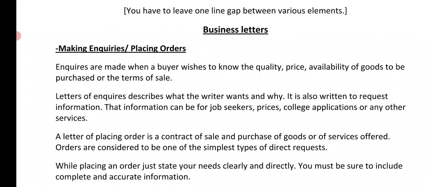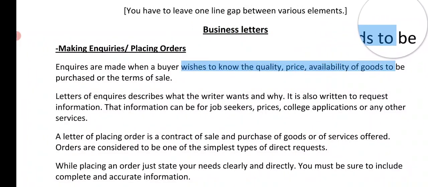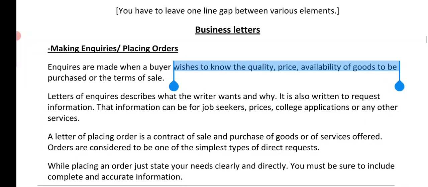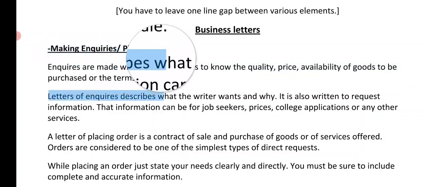So let's understand these letters. Business letters, when you're making inquiries and placing orders. Inquiries are made when a buyer wishes to know the quality, price, and availability of goods to be purchased, or the terms of sale. So what are inquiry letters? When a buyer is interested in the quality of a product or its price or availability, then he writes to find out whether the product is available, how the products are, right? So these are called letters of inquiry.